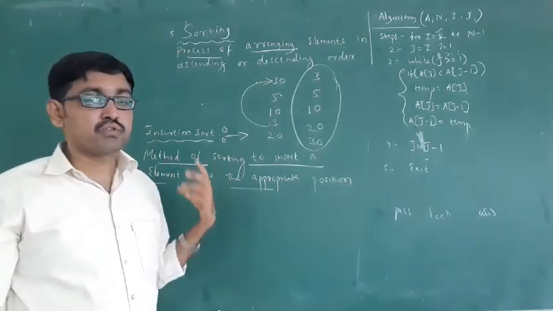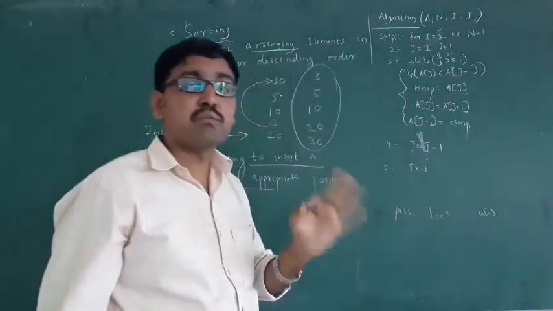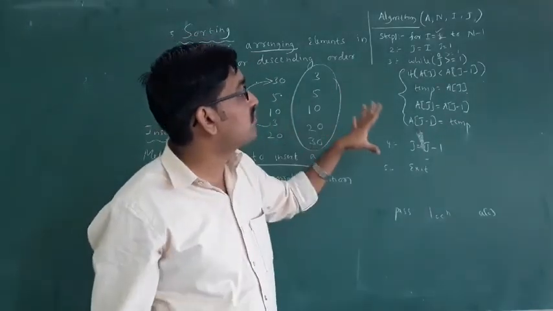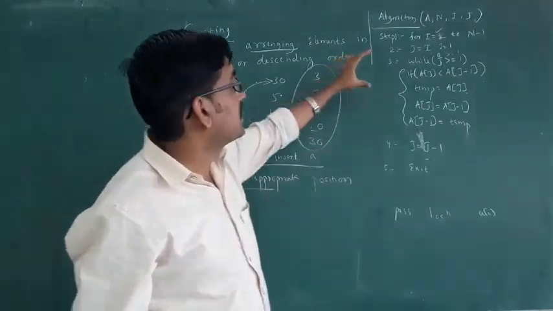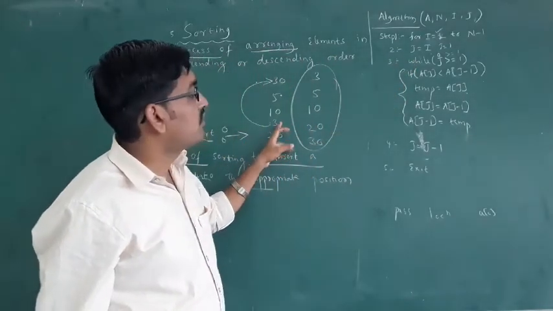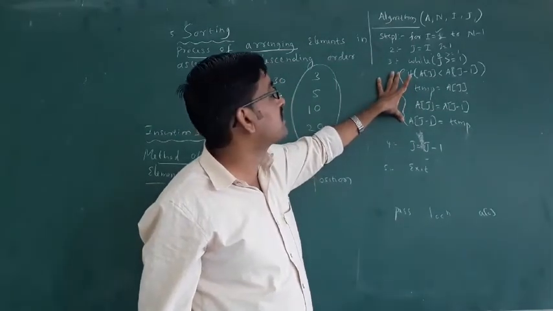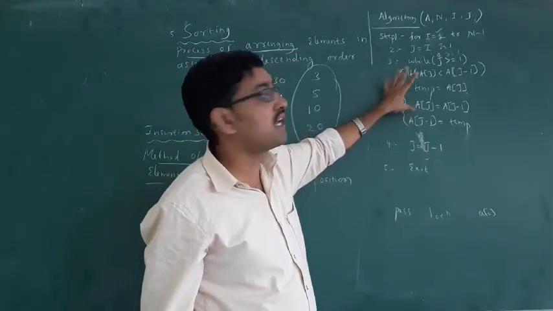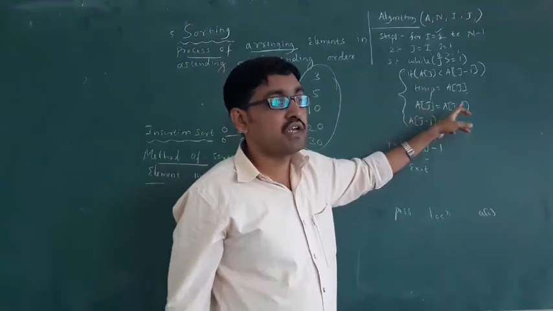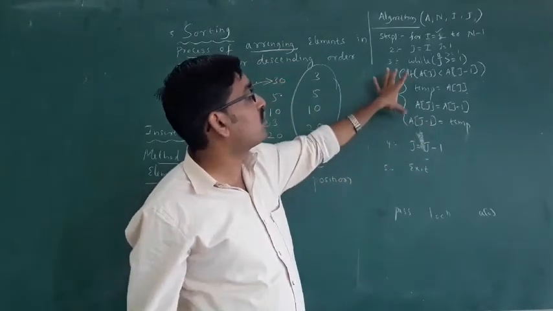Last class we discussed the algorithm. This is a very important algorithm, must be asked for 5 marks. We have only 4 steps. For exchanging, you have to use this: if a of j is less than a of j minus 1, then temp equal to a of j, a of j equal to a of j minus 1, a of j minus 1 equal to temp. You have to remember this code.